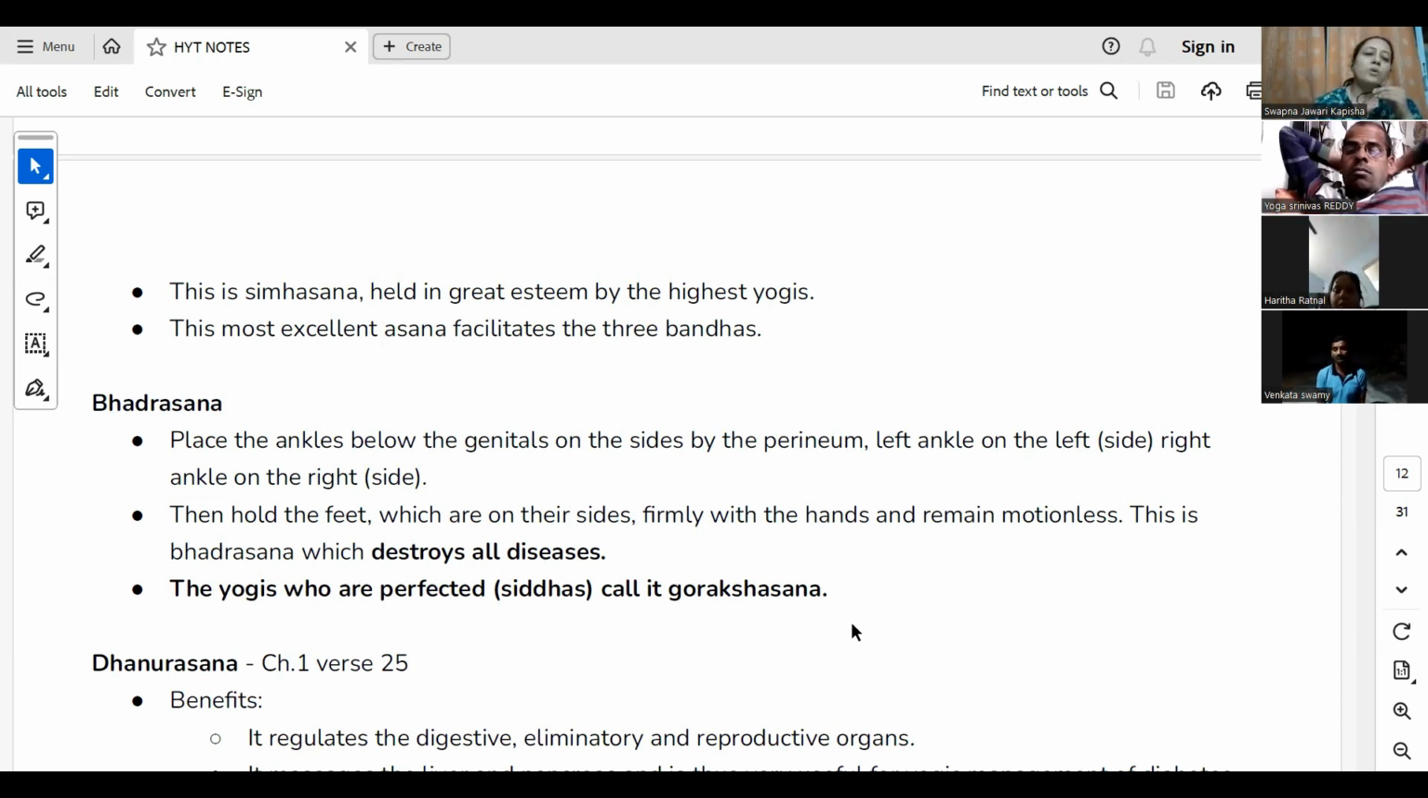So it protects your body. That's why we say Bhadrasana destroys all diseases. The yogis who are perfected call this Bhadrasana as Gorakshasana.